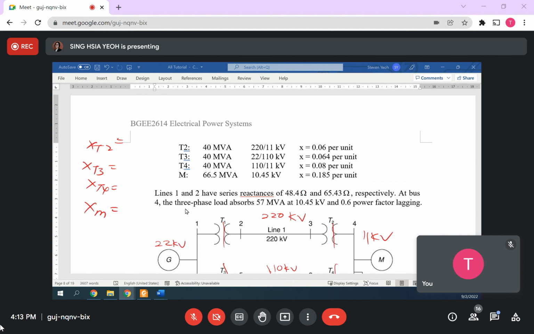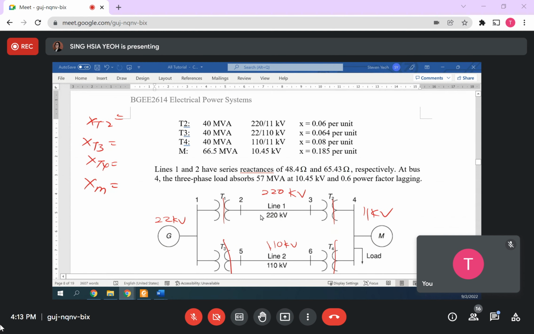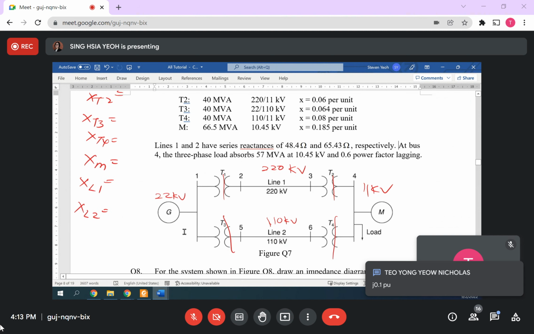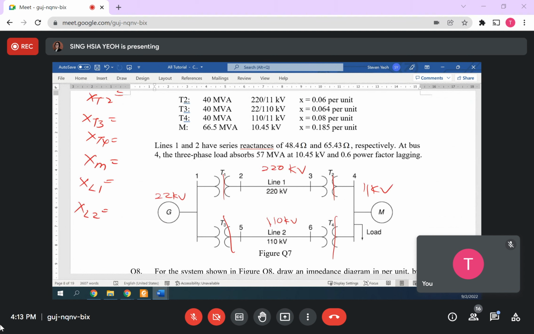Okay, Nicholas, X line 1, line 1 here. What is the value, and X line 2? What is the value for line 2, Nicholas? So fast. Yeah, that's right, j0.1.